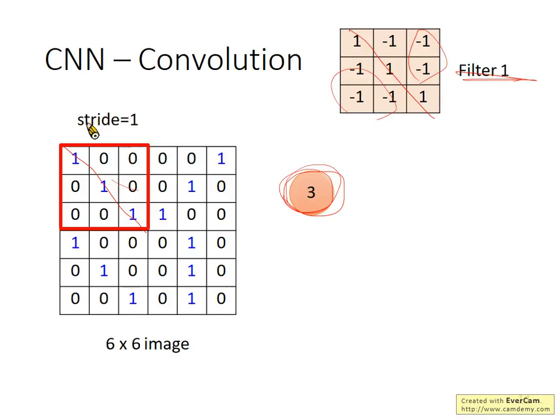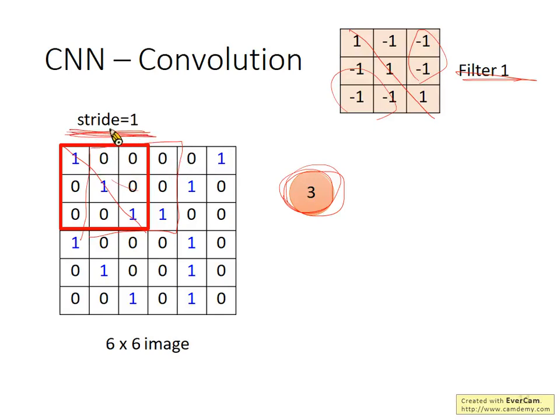And right now, if we set the stride of the convolution as 1, that means every time we finish a convolution, we move 1 pixel to the right and then do another convolution. So this is called stride.